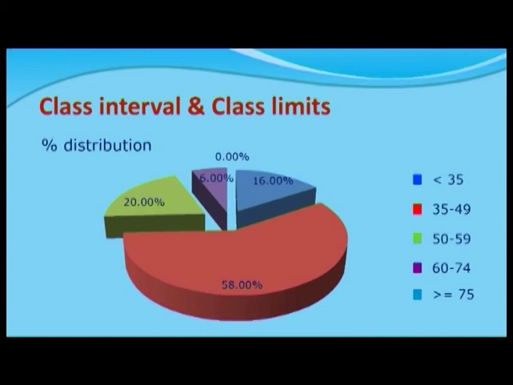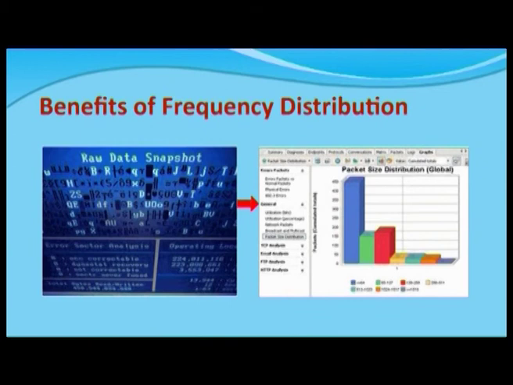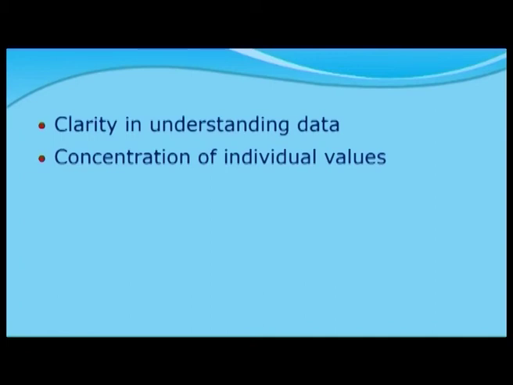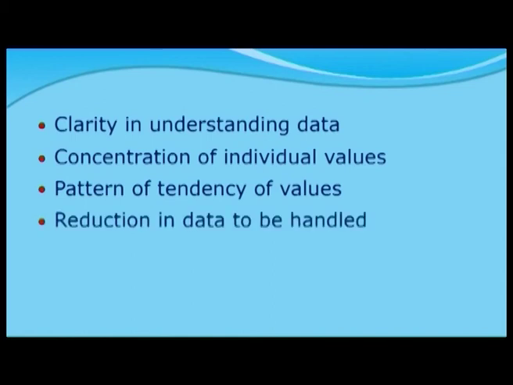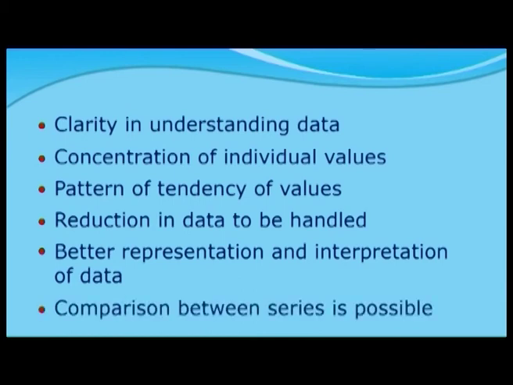So far, we could understand the construction of a frequency distribution table. The benefits that arise out of the construction of a frequency distribution table can be classified as clarity in understanding the data, concentration of individual values, pattern or tendency of values, reduction in data to be handled, better representation and interpretation of data, and comparison between series is possible.